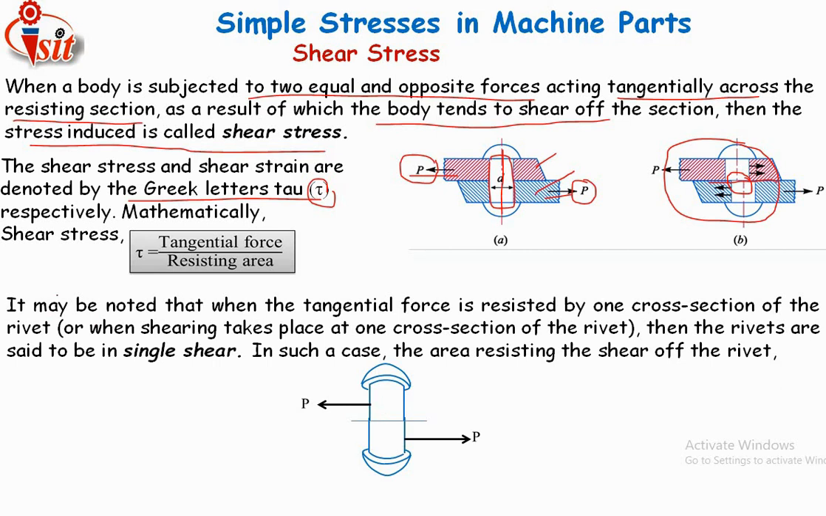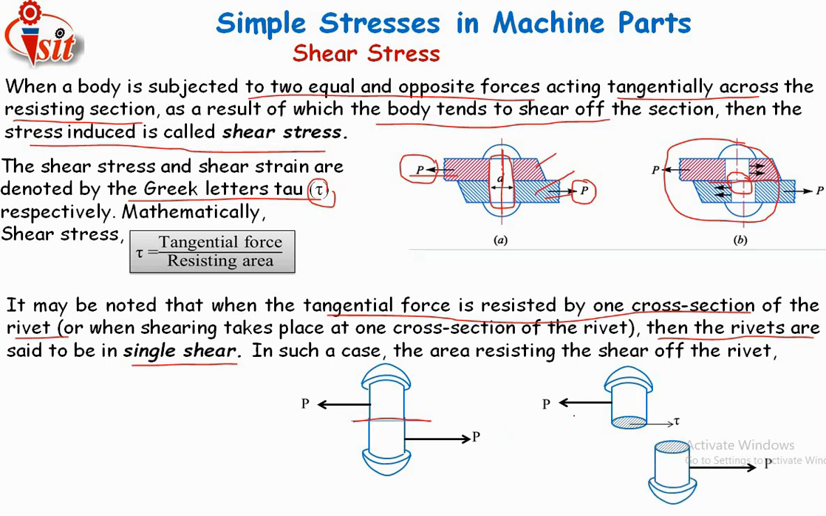Now take this concept. It may be noted that when the tangential force is resisted by one cross section, now this is the one cross section of the rivet, then the rivet is said to be in single shear. This is the applied force. Now this is the rivet and this is the resisting section. Look at this, this will happen after the shearing off. This is the resisting area. When this rivet shears off, it will look like this.